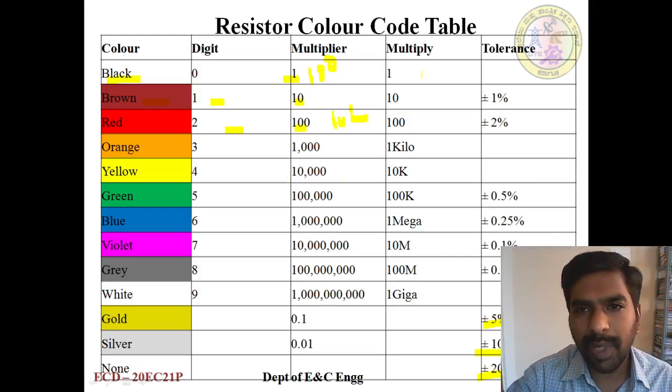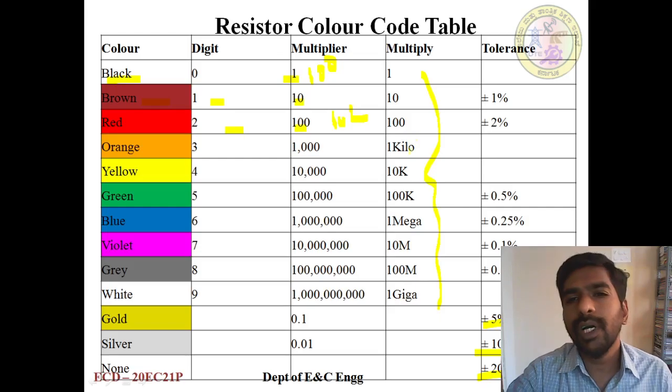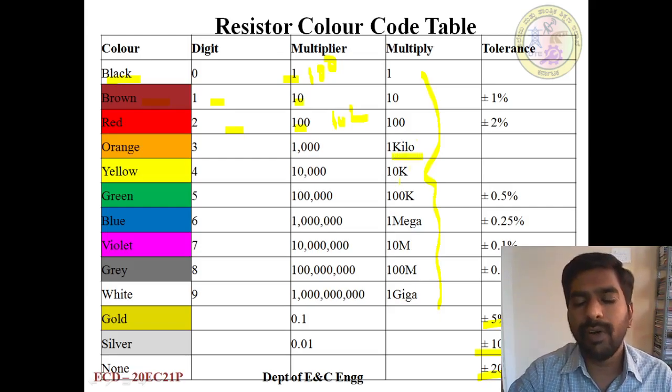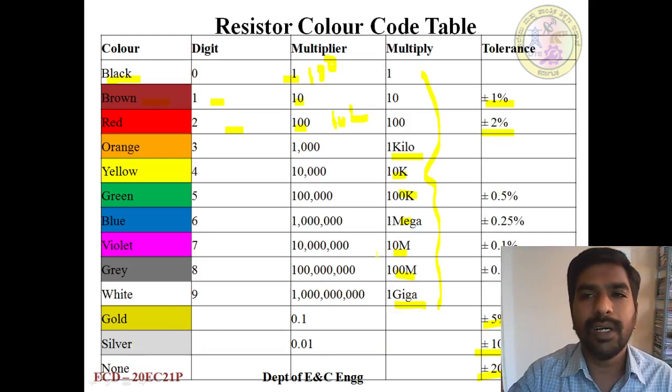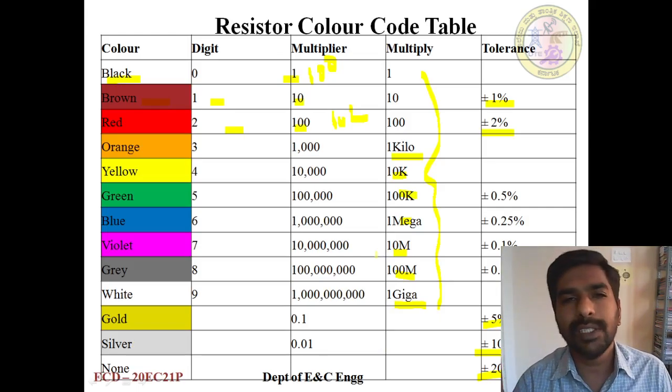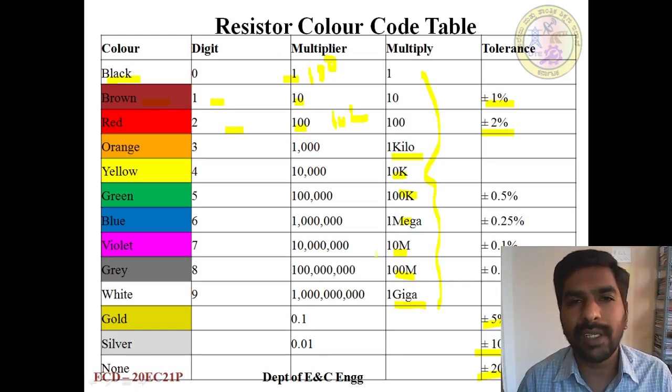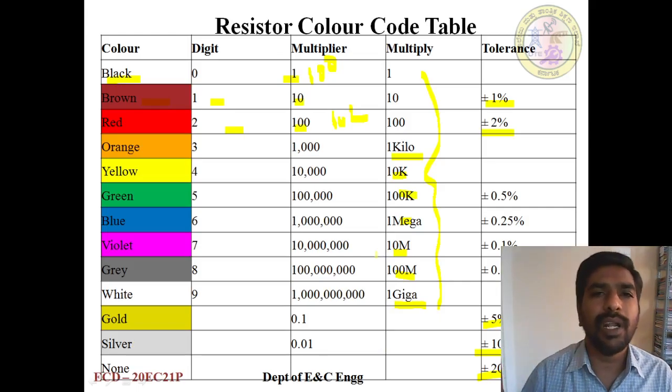Like this is the multiplier. They are represented in terms of kilo. We call the prefixes 10 kilo, 100 kilo, 1 mega, 10 mega, 100 mega, and 1 giga. And this is also tolerance. There may be some brown and red colors. If it is brown, it's 1% tolerance. Red is 2% tolerance. Most resistors have gold, silver, or none. None means no color, meaning no fourth band, and it represents a tolerance of 20%. This is about the color code table.